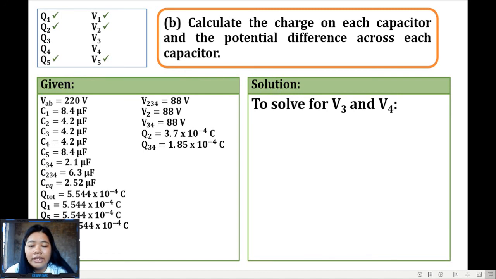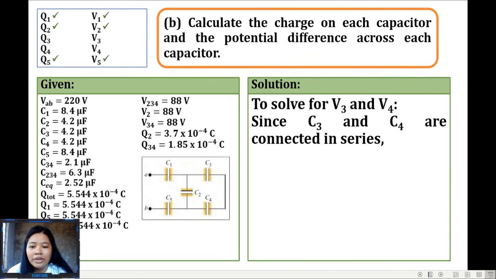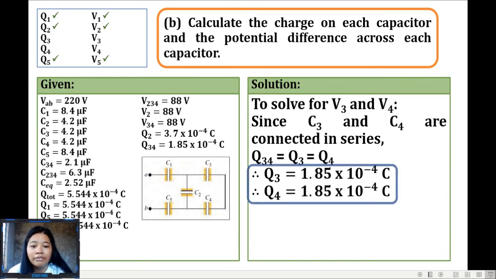Now, to solve for V sub 3 and V sub 4, since C sub 3 and C sub 4 are connected in series, as you can see from our image, we can assume that Q sub 34 is equal to Q sub 3, which is equal to Q sub 4. Therefore, Q sub 3 is 1.85 times 10 raised to negative 4 coulomb, and Q sub 4 is also equivalent to 1.85 times 10 raised to negative 4 coulomb.